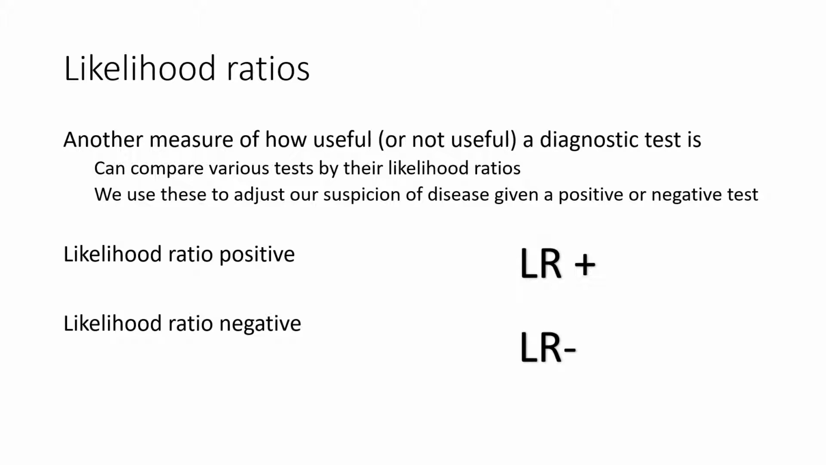So let's talk about likelihood ratios now that we've covered briefly probability and odds. So a likelihood ratio is another diagnostic test property, and it's a measure of how useful or not useful a diagnostic test might be. And we can compare various tests by their likelihood ratios. And these likelihood ratios, once we get the result back from calculating them, can tell us how much more or less suspicious of a disease we should be, given a positive or a negative test. And there are two types of likelihood ratios, the likelihood ratio positive and the likelihood ratio negative.